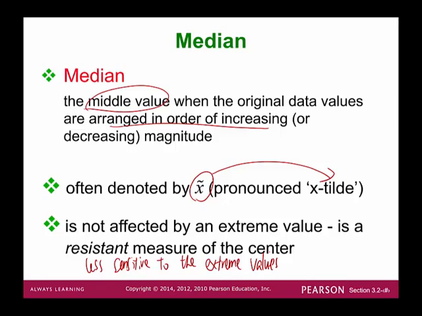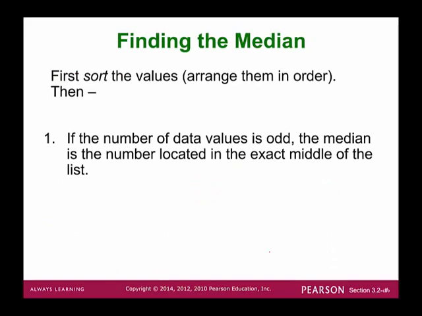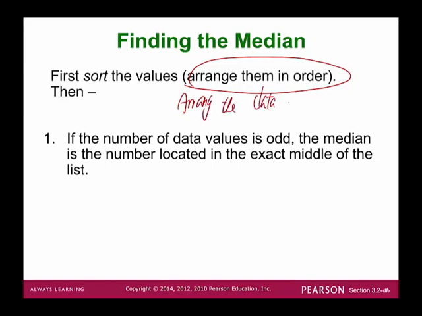Okay, so in the case of having an extreme value or outlier in the data set, you would probably prefer to use the median to capture the center. Now, in order to find the median, we have 2 scenarios. First of all, you arrange the data set in increasing order, meaning you start with the smallest value and go all the way to the largest value.